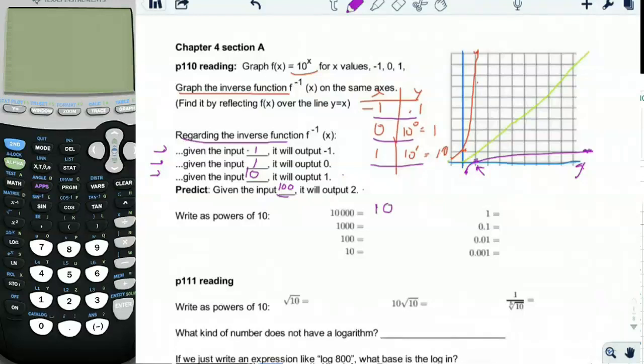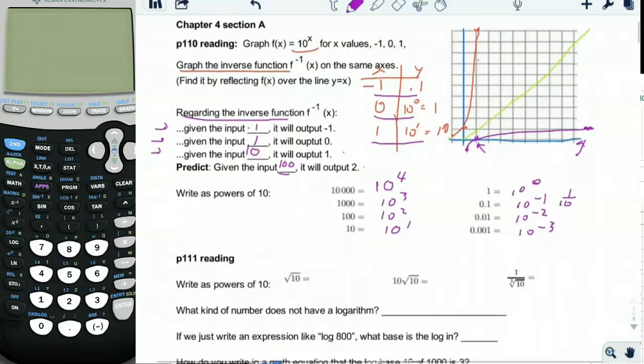Right as a power of 10, it gives me a bunch of numbers that are powers of 10. So I'm going to put 10, and I just put 4 because that's the number of zeros here. This would be 10 to the third, this would be 10 squared, this would be 10 to the first, this would be 10 to the 0, this would be 10 to the -1, because it's 1/10, right? This would be 10 to the -2, this would be 10 to the -3.